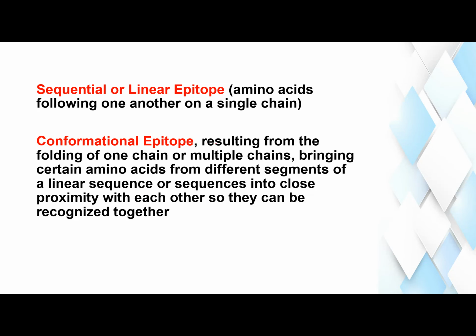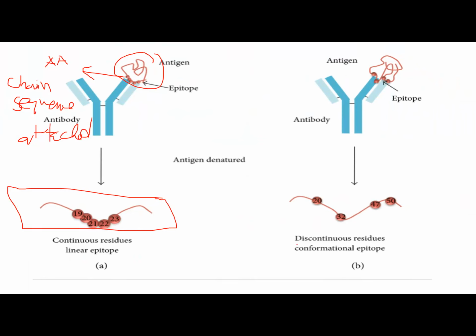Now, the other one is your conformational epitope. This would result from folding of one chain or multiple chains, bringing amino acids from different segments of a linear sequence into close proximity with each other so they can be recognized together. Okay. Regarding your conformational, this is also known as your discontinuous. Now, the difference between conformational and linear is that when it comes to your conformational, the sequence is not arranged. There would be spaces in between the amino acid sequences as seen in this picture. So this is caused by folding. So do remember the difference between the continuous and the conformational.